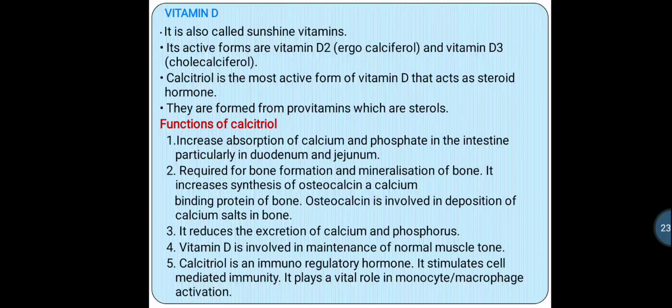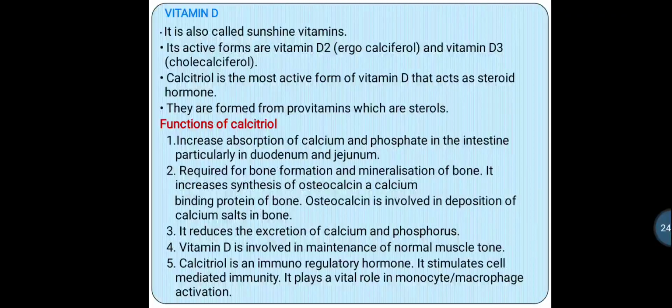Okay, so vitamin D has two forms, that is ergocalciferol, which is vitamin D2, and cholecalciferol, which is vitamin D3. These two forms are synthesized from the provitamins known as sterols. Ergosterol gets converted into ergocalciferol in the presence of sunlight, and cholesterol gets converted into cholecalciferol in the presence of sunlight. Generally vitamin D is synthesized with the help of sunlight, so this is known as the sunshine vitamin.